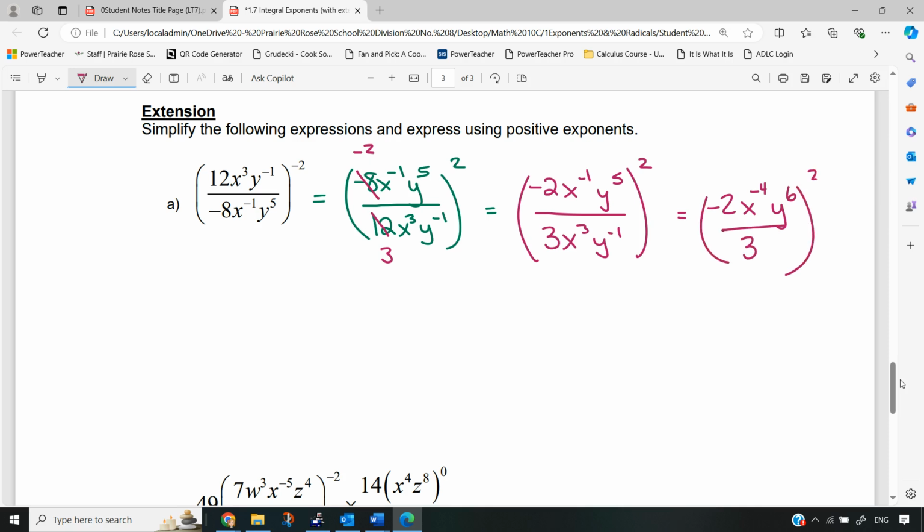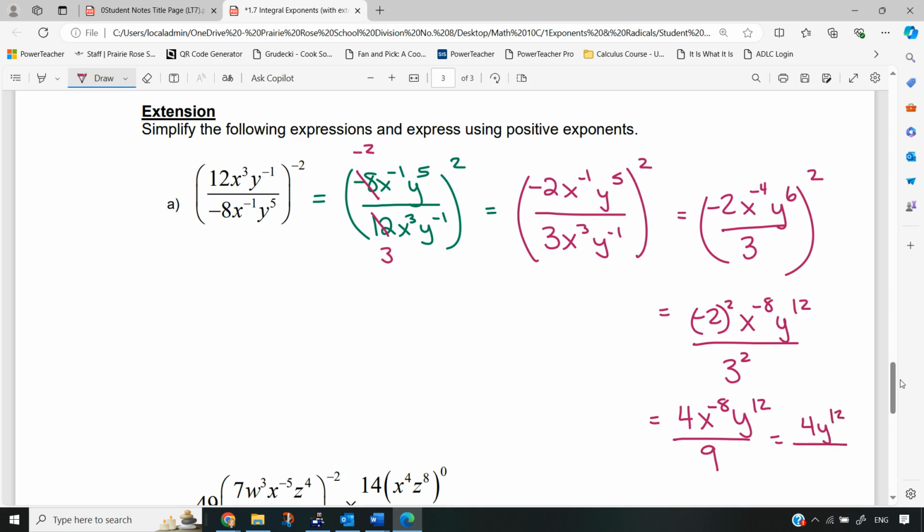Once again, I still have that exponent outside. So I'm going to bring that 2 in. Negative 2 squared times x to the negative 8 times y to the 12, all divided by 3 squared. Negative 2 squared is 4, so we have 4x to the negative 8, y to the 12, all divided by 9. Now I've simplified as far as I can. My last step is just to check to see that all of my exponents are positive. And I do have one that is not positive, so I'm going to move that only. I'm going to have 4y to the 12 divided by 9x to the 8th.